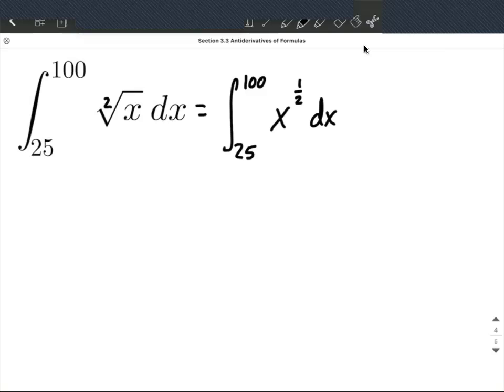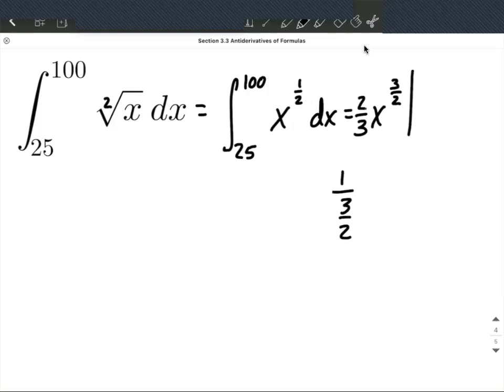Now we actually haven't taken the antiderivative yet, we've just rewritten it, so now we can use the power rule. In using the power rule, I'm going to increase the exponent by 1. So 1/2 plus 1, or 1/2 plus 2/2 makes 3/2. And then typically we divide by this new exponent. We would want to put 1 over 3/2 out in front. But equivalently, let's multiply by the reciprocal. So multiply by 2/3 out in front.